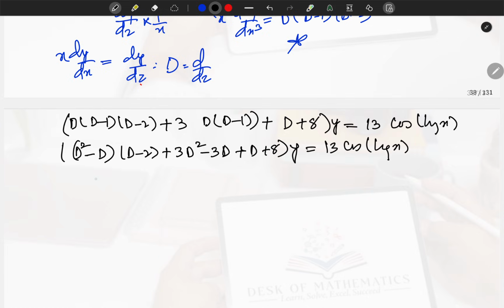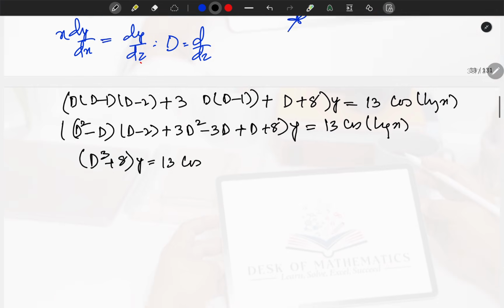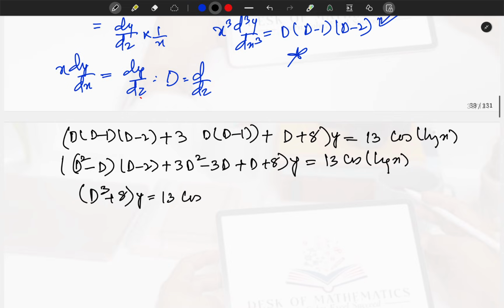Solve this one and you will get d cube plus 8 y is equal to 13 cos. Our x is e raised to power z, so we have to replace it with e raised to power z, and log and e cancel, so we have cos of z here. On the RHS we have 13 cos of z.